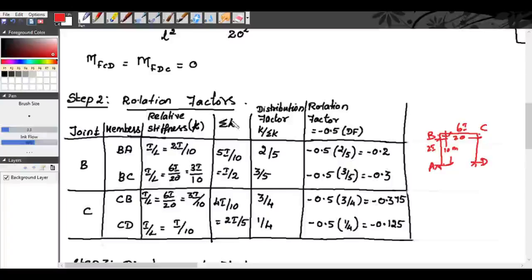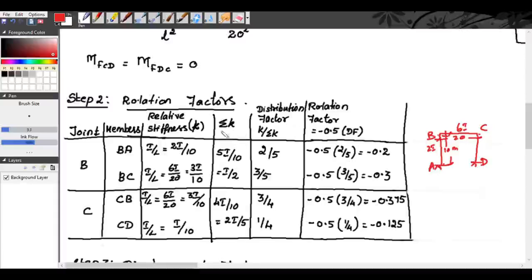Now, we will consider the sigma k, that is a summation of the relative stiffness at every joint. So, 2I by 10 plus 3I by 10, we get 5I by 10, that is I by 2. And at joint C, it is 3I by 10 plus I by 10, we get 4I by 10, that is 2I by 5.